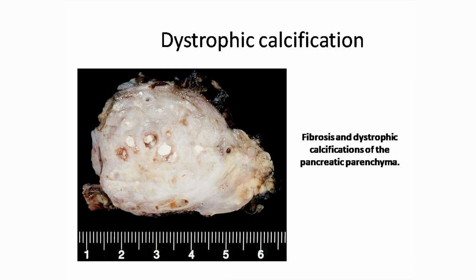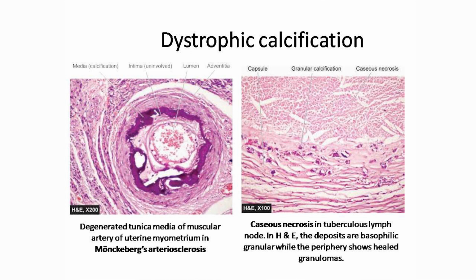So this is the microscopic view of the dystrophic calcification. On your right side you can see the degenerated tunica media of a muscular artery of uterine myometrium in Monckeberg arteriosclerosis. In the next picture you are seeing regarding the caseous necrosis in the tuberculous lymph node.